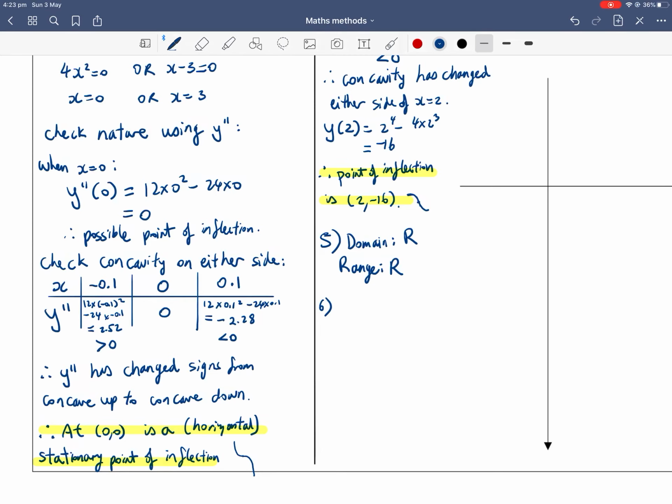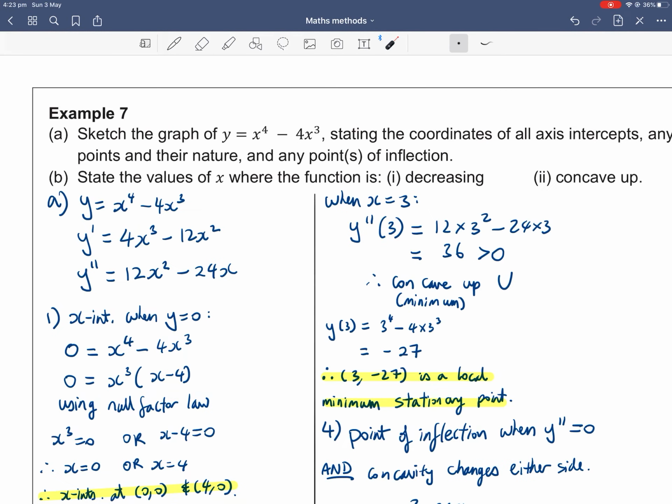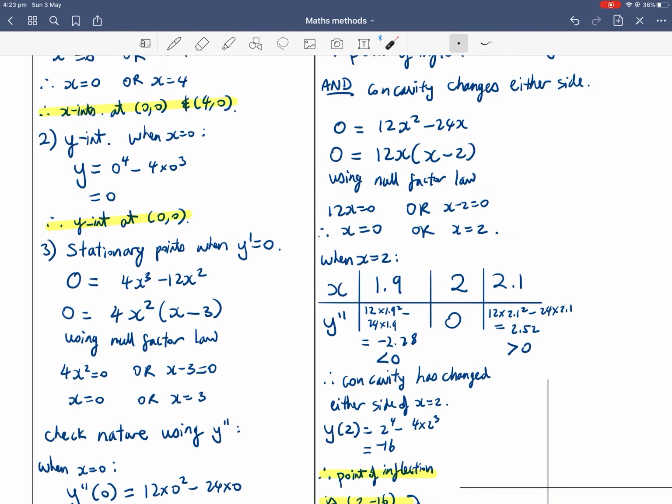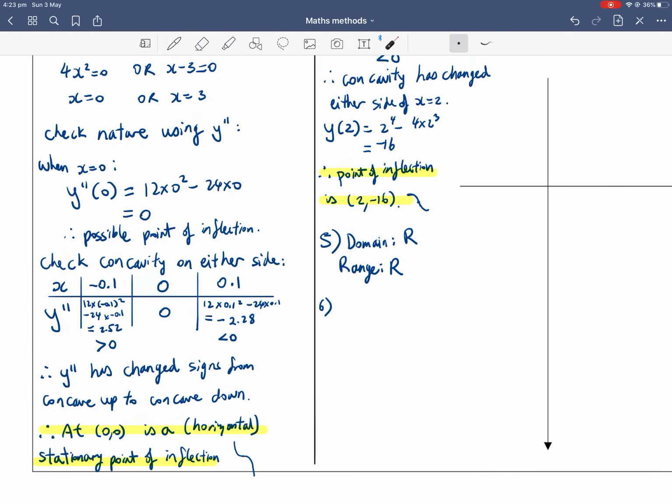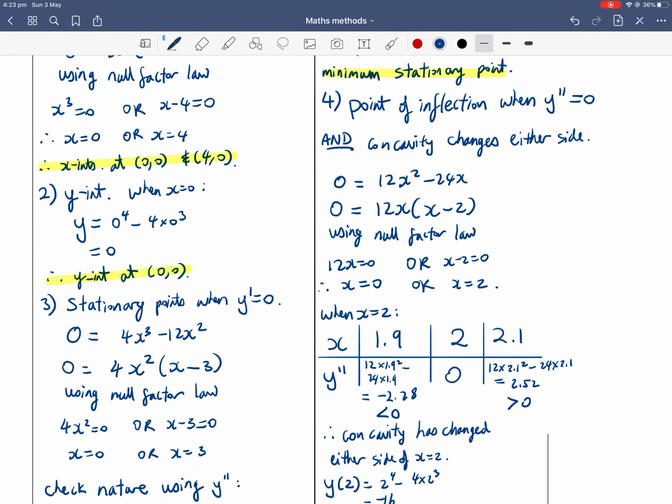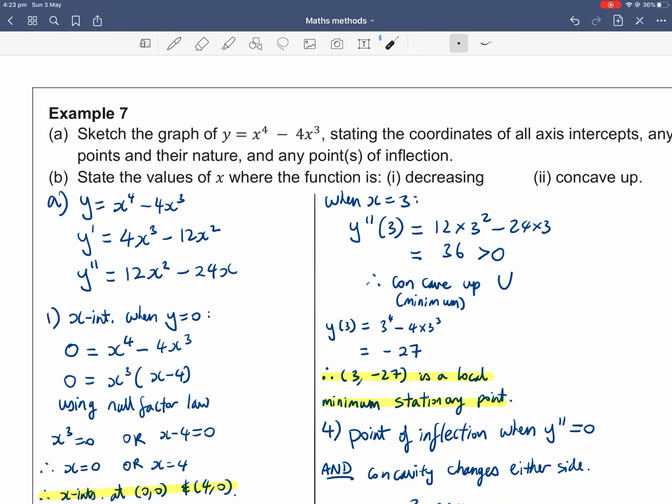Step 6 is to consider any long-term behaviors and/or asymptotes. Asymptotes you kind of consider using domain and range anyway, when you consider whether there are any points at which you can't divide by 0 or can't square root a negative. So step 6, let's look at long-term behavior. So that's looking at, as x gets really, really small, what does your y value look like?